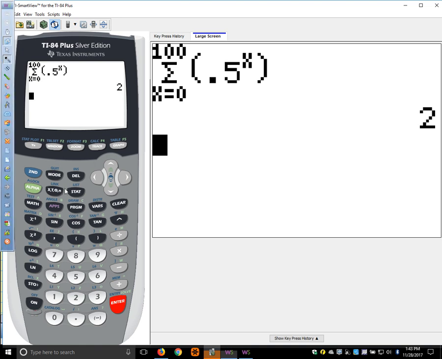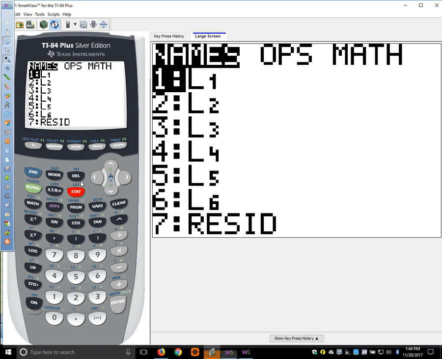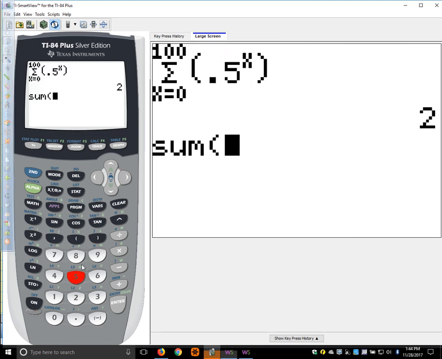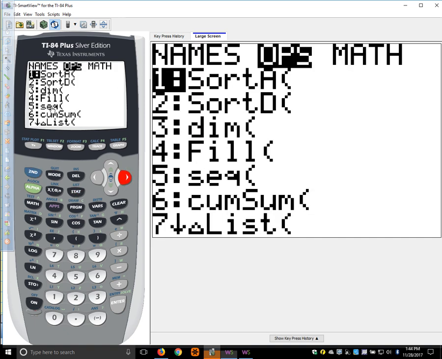If you do not have math 0, you have to go through a few more steps. So we're going to go to the list button, so second stat. And then you're going to go over to math. And number 5 is sum. And then you're going to go to list again. So second stat. And we're going to go to options, and we're going to go to 5 again, sequence.